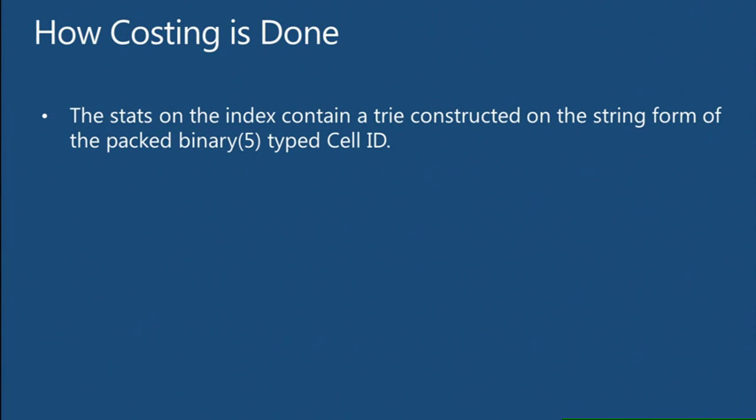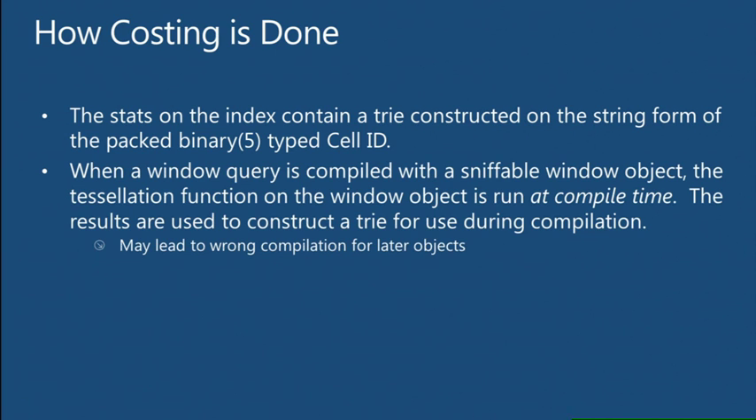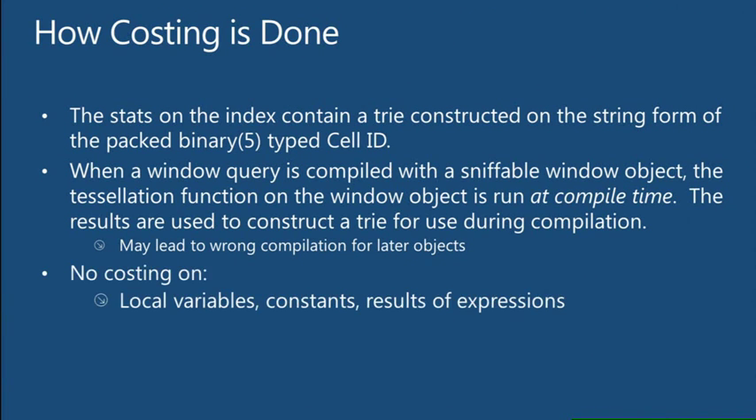Now, let's go quickly more in depth in understanding how costing is done so that we can understand how we should further optimize our indices. The statistics are based on the cell ID in the form of a trie. What that means is, if I have a sniffable window object that gets compiled, then I do a prefix lookup based on that trie. And so I'm going to use the statistics on that trie to determine which index to use. However, it's always done on a sniffable window if I do that through parameters, for example. And as we talked about earlier, there's no costing on any of these.